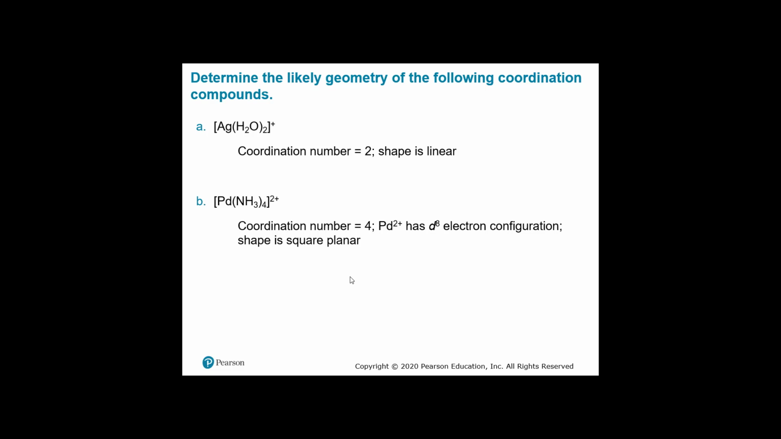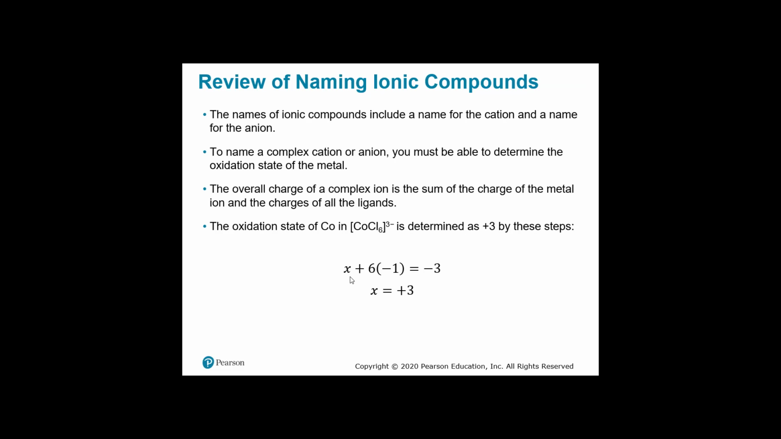Now we have, with the coordination of 4, we have to look at the essential metal itself, and it's got a D8 electron configuration, so this is going to have a square planar geometry.